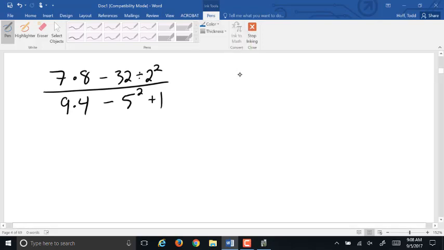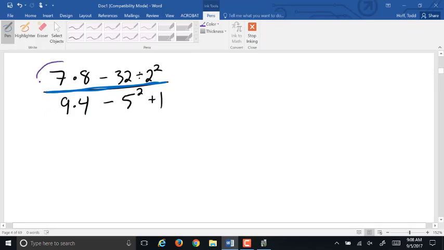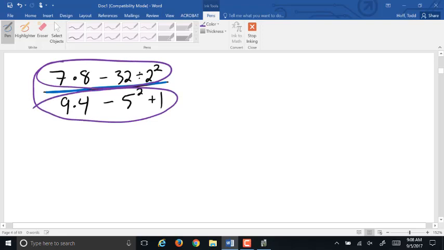So when we look at a problem like this, the first thing we have to do is figure out what this line across here means. What does it mean? Okay, division. Most people say division. It's called a fraction bar, and it does mean to divide, but it is also an enclosing symbol. It separates the top from the bottom. So what it's telling us is we have to do everything on top first, then everything on bottom, and then we can divide.